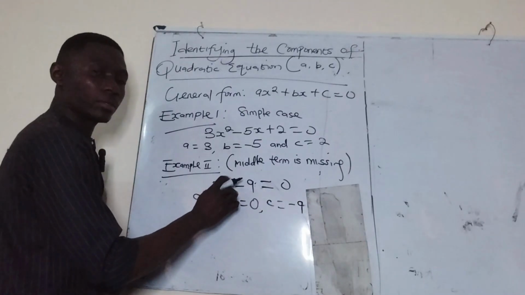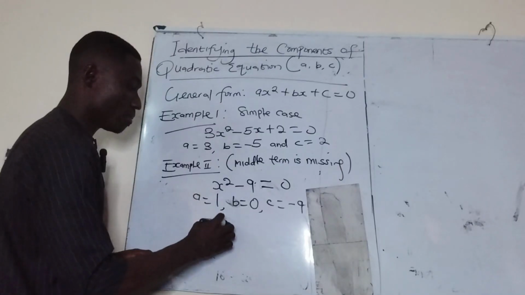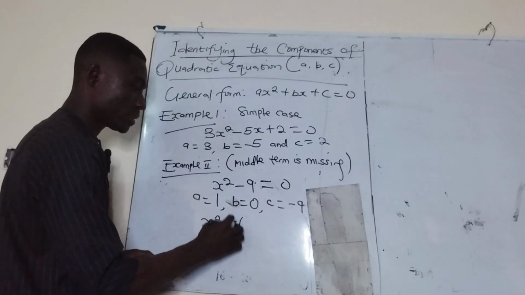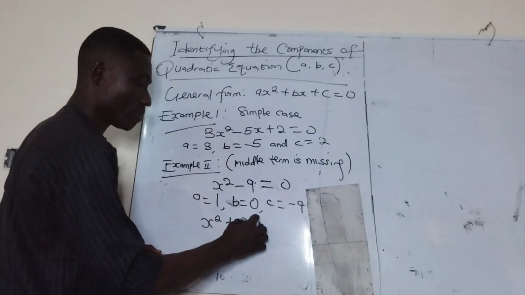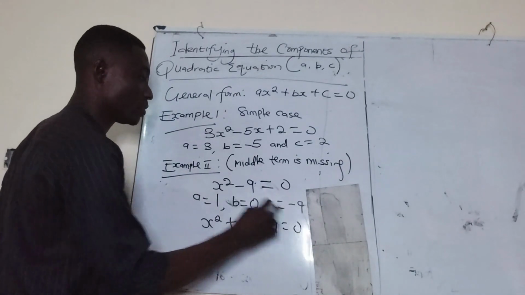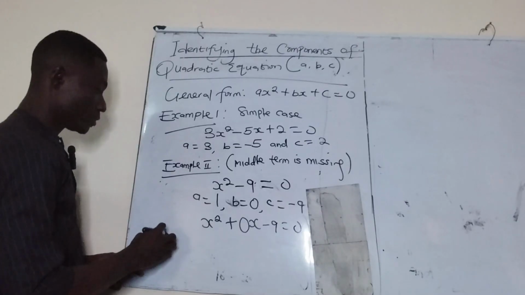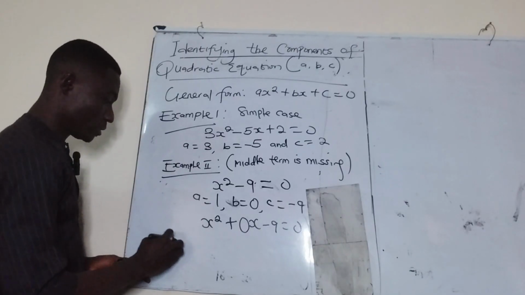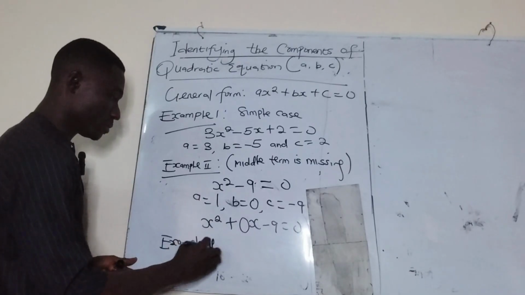This equation can be rewritten as x squared plus, what's there for x? It was not given. I say it is 0x, nothing, minus 9 equal to 0. So this equation and this, it is one and the same thing. Now let's consider example 3.